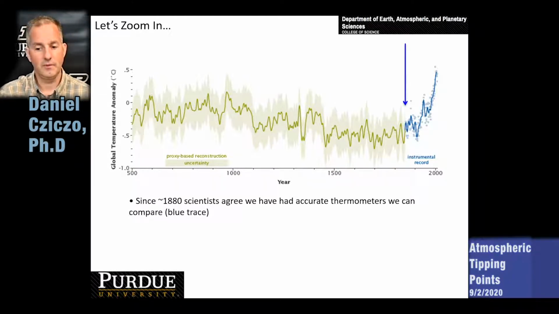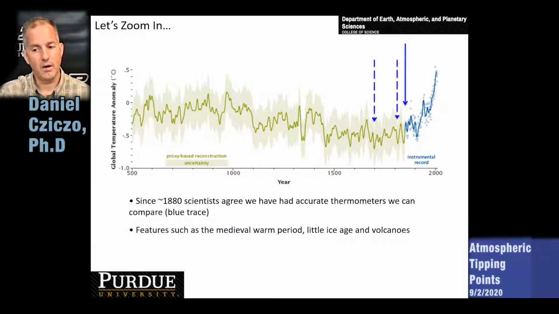So a few things become obvious when we look at this. There are some small scale features on here. Warmer and colder periods. Warmer periods like the medieval warm period. Colder periods often attributed to things like volcanoes. Volcanoes throw a lot of particulate matter into the atmosphere, something that we'll talk about more later in this video.